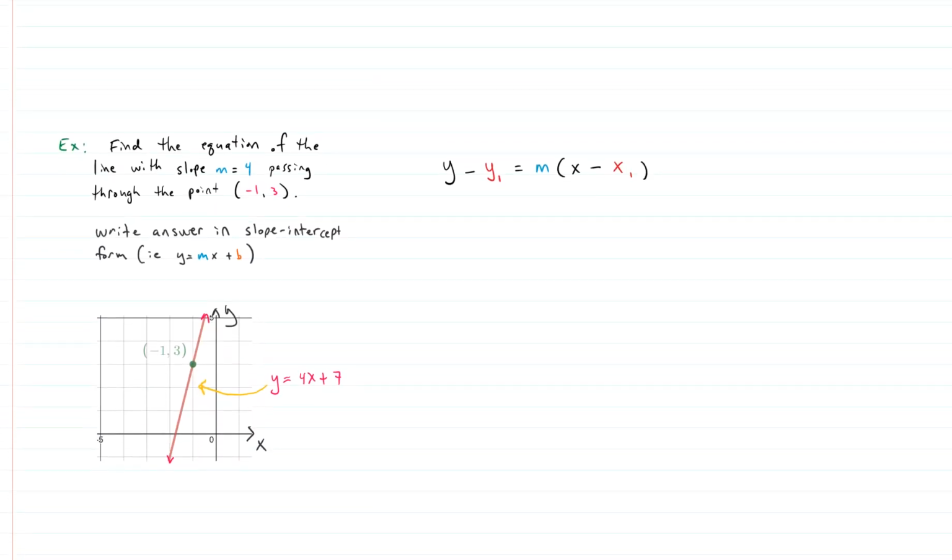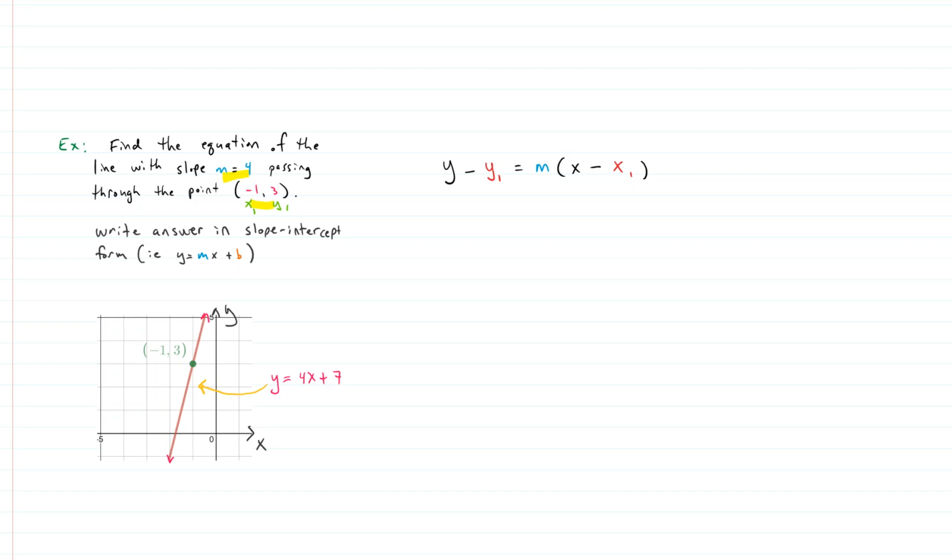So let's do an example. What if they say, find the equation of a line that has the slope 4, so m equals 4, and we know that this line passes through the point -1, 3. So that is our x1, y1. In fact, maybe we should write that here. So we have our x1 and our y1 right there. That's the point it passes through.